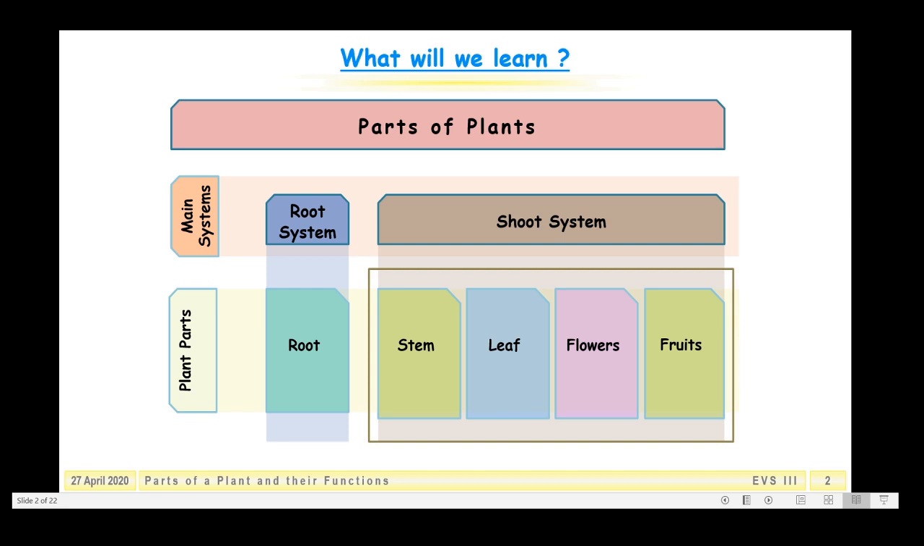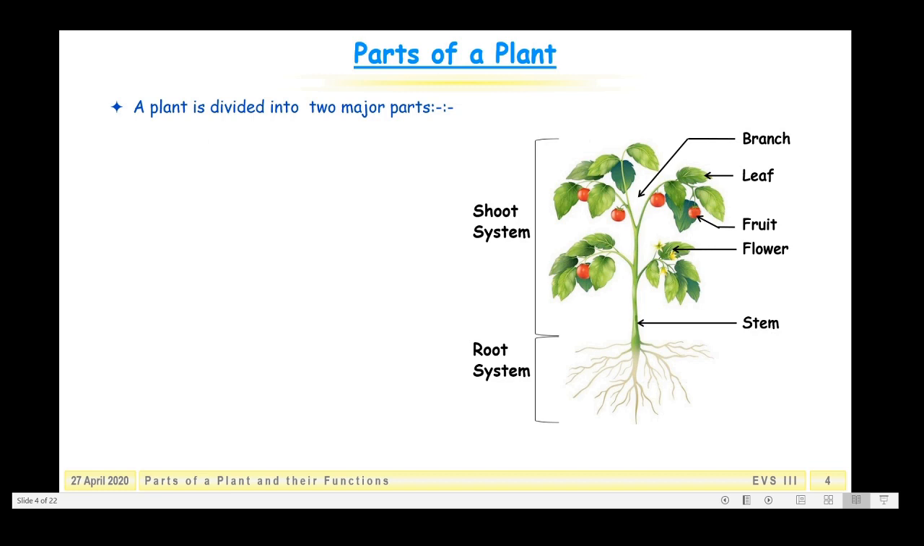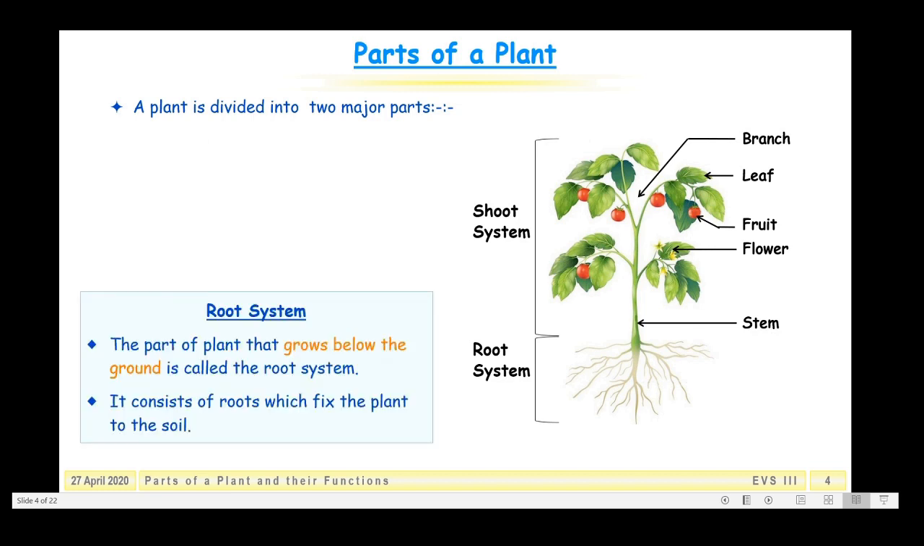But before we switch over to the main content of today's topic, let us name any four parts that you have learnt earlier. And what are those four parts of a plant? That is leaf, the fruit, stem, and the root. Now, let us revise the two major parts of the plant, the root system and the shoot system. Root system, the part of plant that grows below the ground, is called the root system.